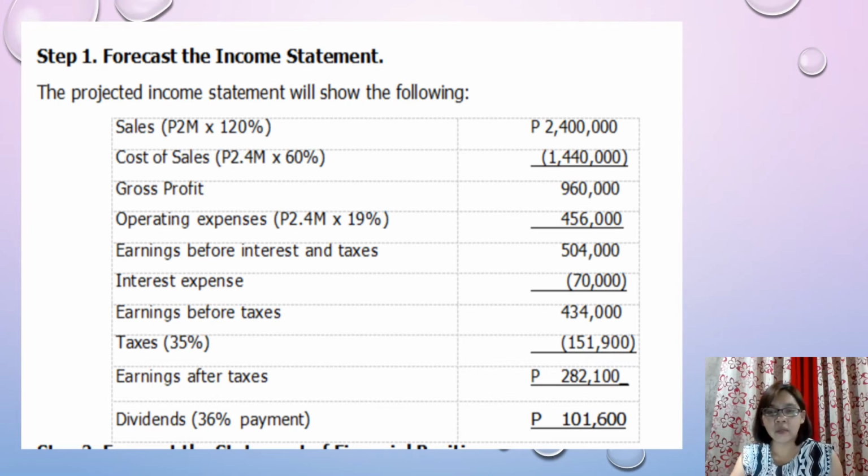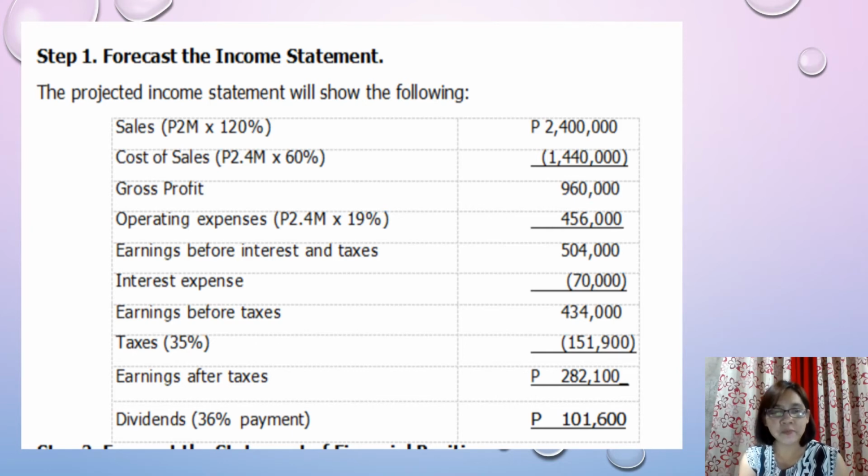So this is the solution. Step number 1, forecast the income statement. The projected income statement will show the following. So, that one is 20%. Paki-correct na lang po, hindi po 120. So, since nag-expect po yung firm na magkaroon ng increase ng 20% sa sales sa next year, ang ilalagay po natin dyan ay 20%. So, the 20% of 2 million is 400,000. So, yung magiging sales po dyan ay 2 million 400,000.